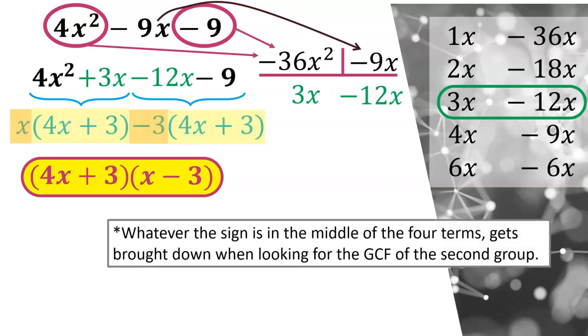So the one thing to remember when using this method is when we have it in 4 terms, so back up here in the second step where we had the 3x minus 12x, whatever sign is in the middle there, this minus, we need to make sure to bring that down. Or if this had been a plus, like if we had switched these around and I had a minus 12x and a plus 3x, the plus would come down. So it's very important, whatever sign is in the middle there, that we bring that down when looking for the GCF of the second group. So that is how we could factor a polynomial using what's called the grouping method.